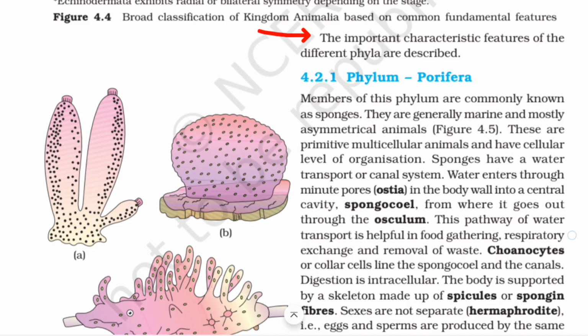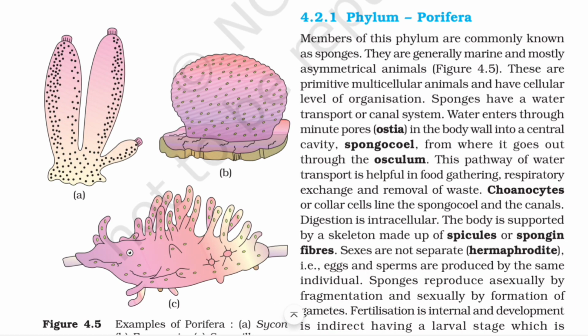The important characteristic features of different phyla are described. 4.2.1 Phylum Porifera. Members of this phylum are commonly known as sponges. They are generally marine and mostly asymmetrical animals, figure 4.5. These are primitive multicellular animals and have cellular level of organization. Sponges have a water transport or canal system.